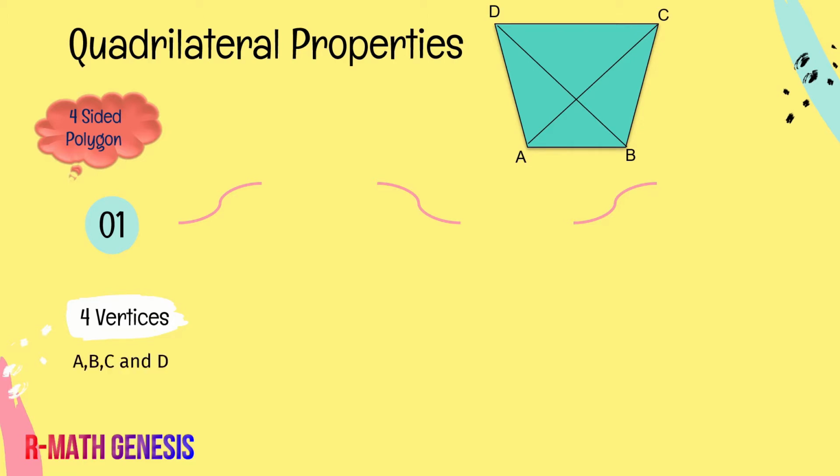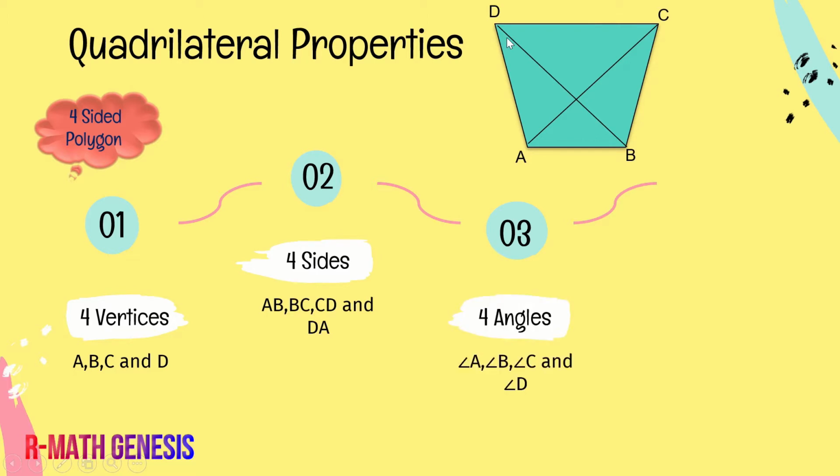Next, how many sides is it having? 4 sides. What are the sides? AB, BC, CD and DA. So it's having 4 sides. And it is having 4 angles, that is angle A, angle B, angle C and angle D. And what about the diagonals? It is having 2 diagonals, that is one from A to C and the other from B to D, that is AC and BD. So these are the 2 diagonals.